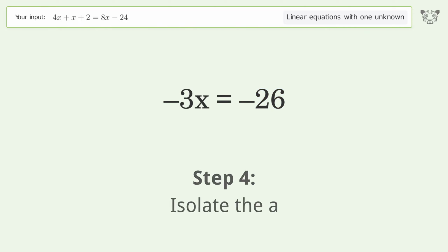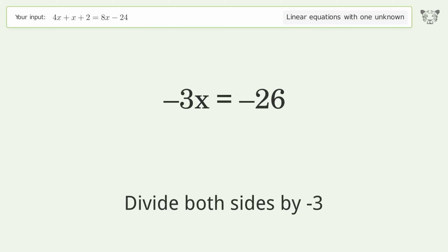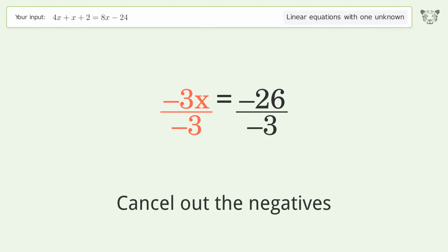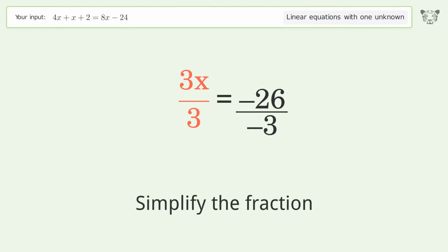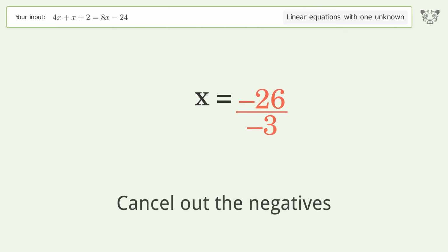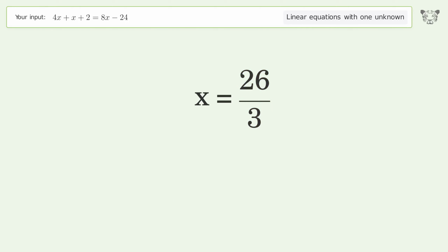Isolate the x. Divide both sides by -3. Cancel out the negatives. Simplify the fraction. Cancel out the negatives. And so the final result is x equals 26/3.